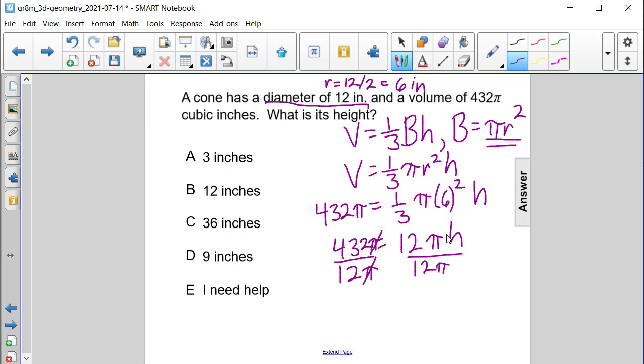the pi's cancel each other out on both sides. 12's cancel out on the right. And then on the left, we have 432 divided by 12, which is 36 inches for the height, or answer choice C.